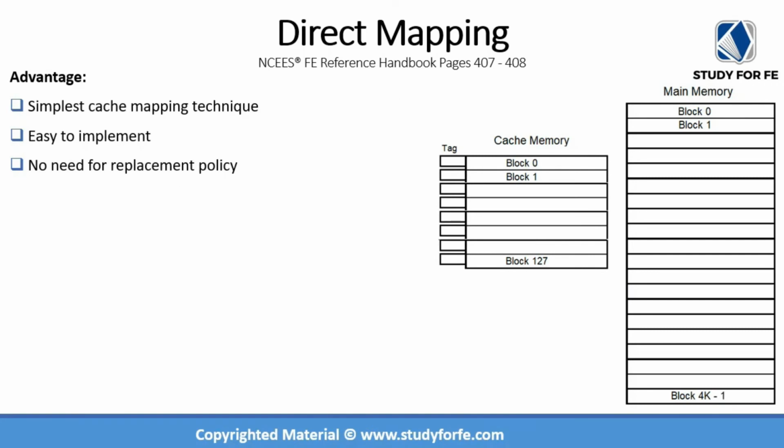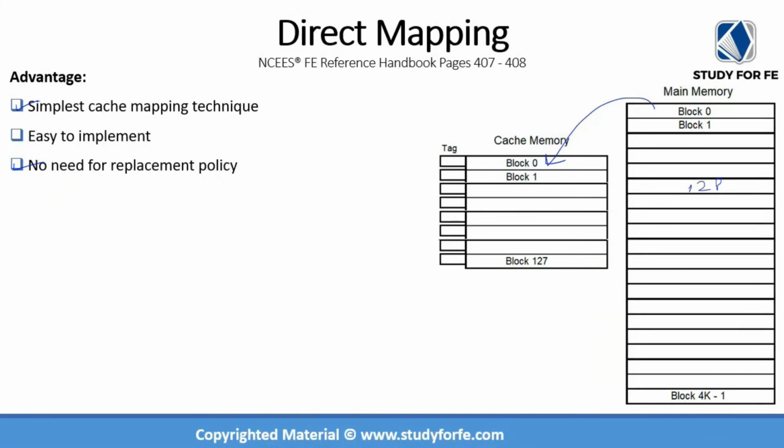So what is the advantage of direct mapping? As you can see, it is the simplest mapping technique. We really don't care about the replacement policy, and that's where the simplicity comes into play. If you're bringing in a block from the main memory, just put it in the dedicated location. Block 0 in the main memory has a dedicated spot in the cache memory for it, which is block 0 of the cache memory.